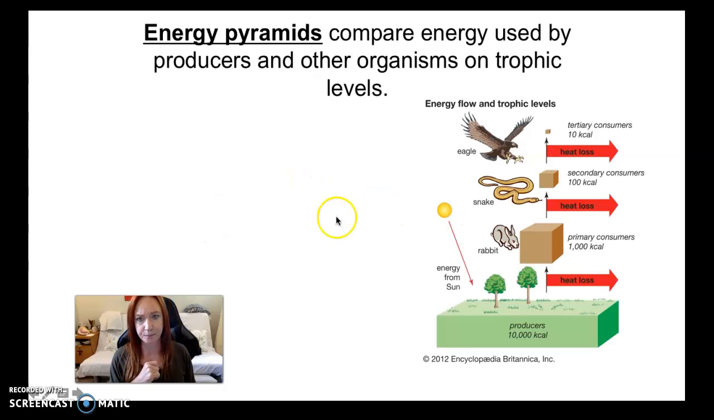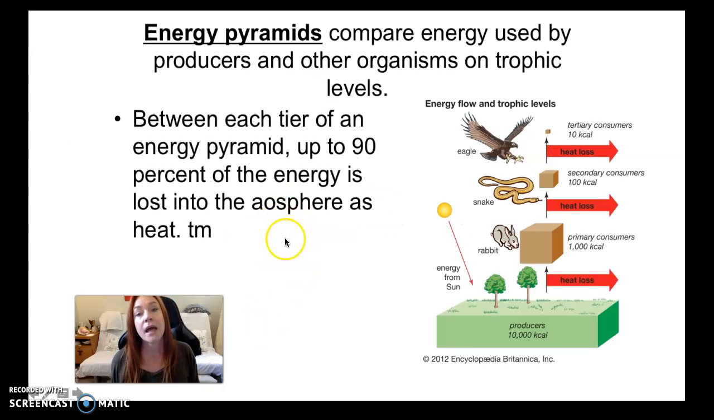Okay? So we'll start with energy. Energy pyramids compare how the energy used by producers is passed through the food chain, the food web. And what we look at with energy are these numbers here, kilocalories. Kilocalories are just a measure of how much energy is contained in the tissues of all of the organisms at that trophic level. So we start down here at the producers.